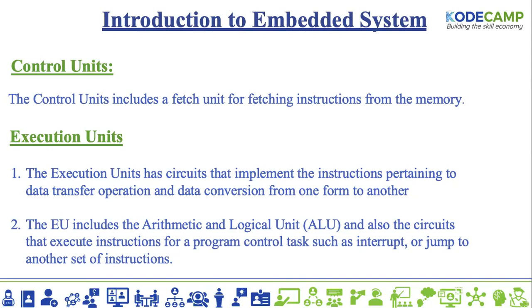It also has a circuit that executes program control type instructions, such as interrupt or jump to a particular system. An interrupt is when you're doing a particular action but you want to jump from it to another one. The execution unit helps you switch from one instruction to the next instruction. For example, when you're running a series of if statements, you need an interrupt at that point to move from one statement block to the next.